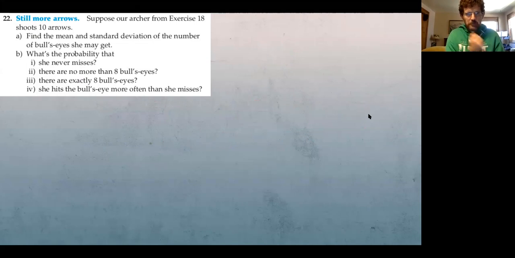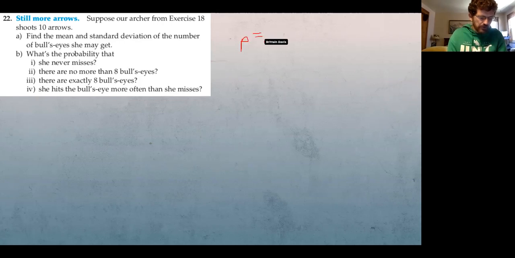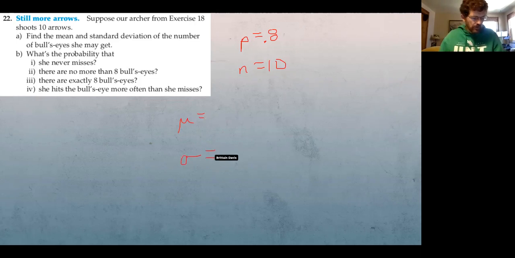I don't know how much of this one I want to do, but let's just say that same archer, same probability of 0.8, but now she's shooting 10 arrows. So how about I just do this, the mean of this and the standard deviation. And you guys can fill in those numbers real quick.